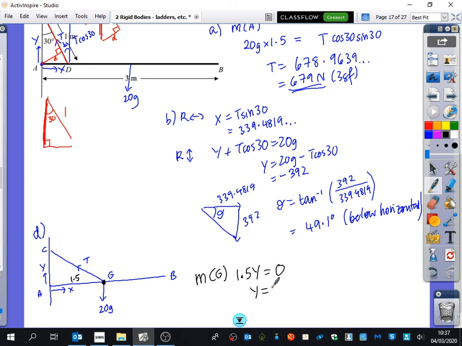Which means Y is equal to 0, hence the reaction acts horizontally. This is why it's a 2-mark question. 1 mark, 2 marks.